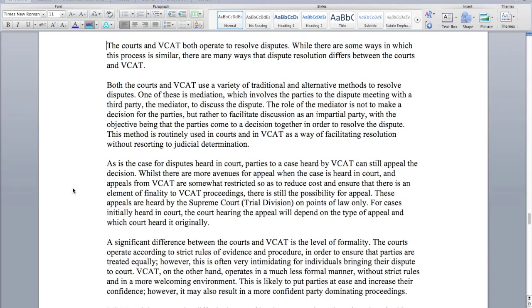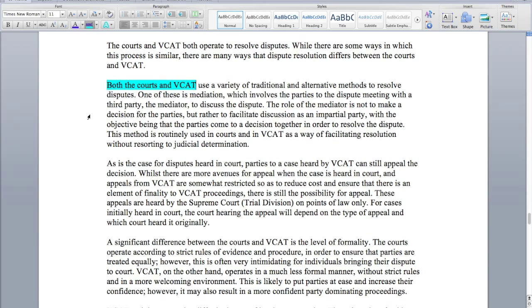First thing you'll notice is that I have put this small, simple introduction here. I've basically said they're different, but there are some similarities, and they both use all these techniques to try and resolve disputes. Very simple. Then we can move on to this first paragraph, and this is about the varying methods of dispute resolution. I want to talk about what I've said first, though.